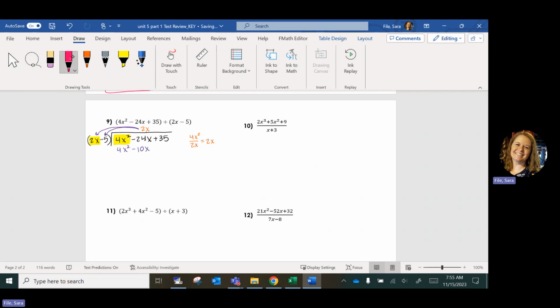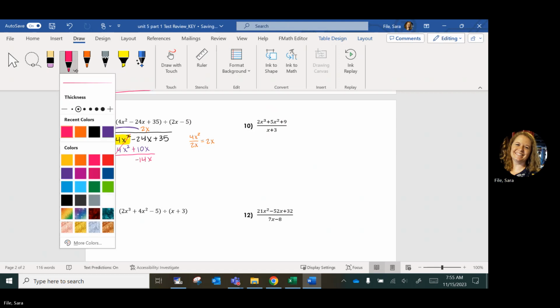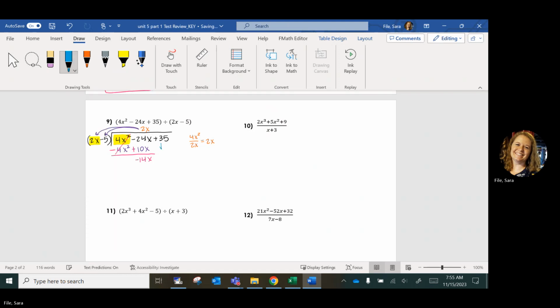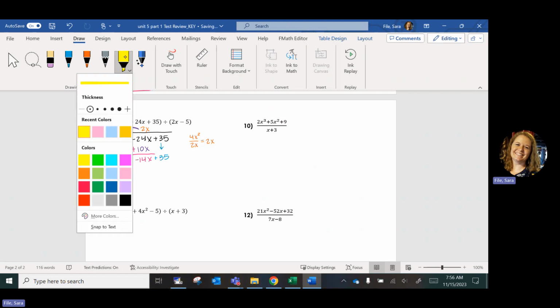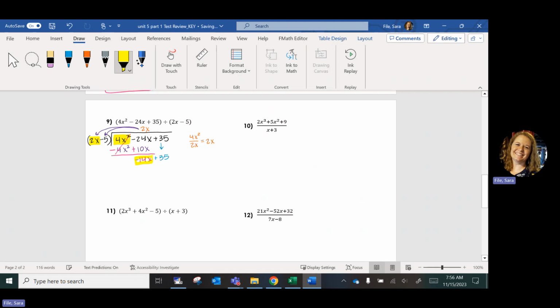Then I'm going to subtract. I draw my line and change my sign. So the 4x squareds eliminate to a 0, and negative 24 plus 10 is negative 14x. And then I bring down my next term, which is plus 35. And that's the end of that one cycle. And now I repeat it. I do it again with the minus 14x.